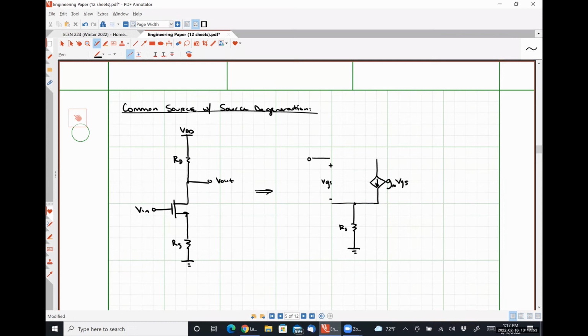And for now, let's neglect channel length modulation. That should be G, S, D. Here's RD. Here's the end. All right.